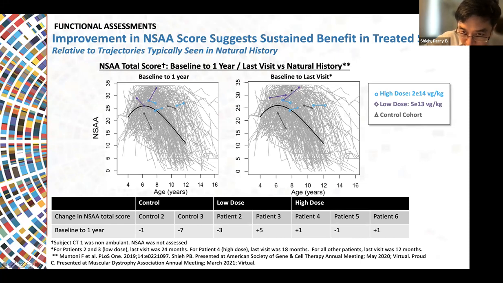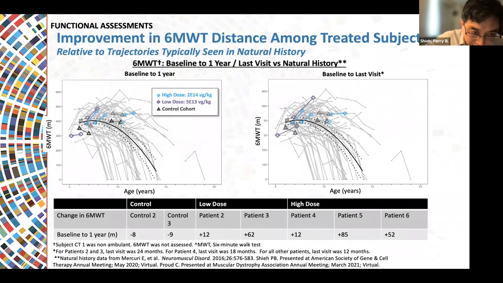There are only five patients here because one of the lower dose patients actually was not ambulatory, so he could not perform this assessment. In contrast, there are a couple of patients in the control group that seem to be a little bit more in line with the natural history shown here. And this is a similar type of plot, but with a different measure. This is the distance that's walked in 6 minutes. So the scatter plot's a little different, showing the natural history and the average curve. And you can see that these five patients, once again in purple and blue, for the most part, appear to be deviating from this natural history too.